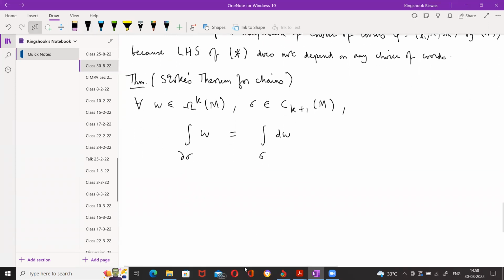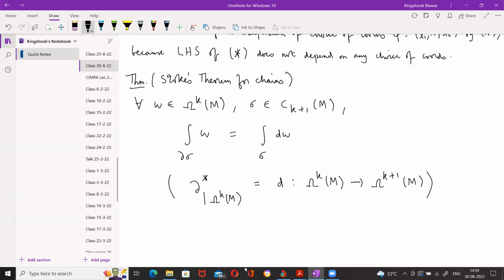So this tells us that, by what we did earlier, boundary star restricted to omega kn is equal to d from omega kn to omega k plus 1n. Stokes' theorem is equivalent to this, that boundary star is equal to d. Does this make sense? Okay.